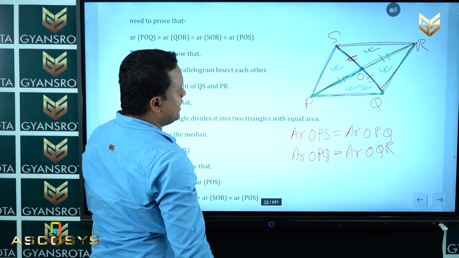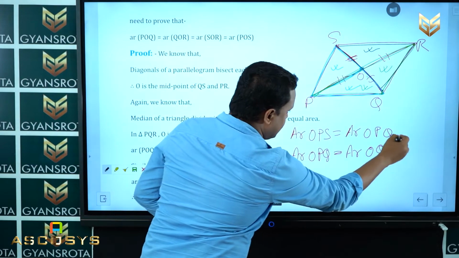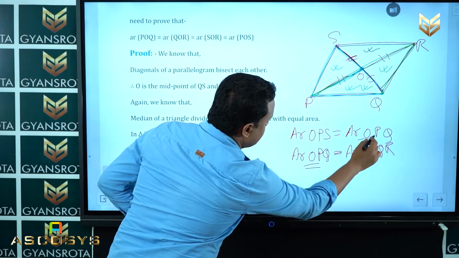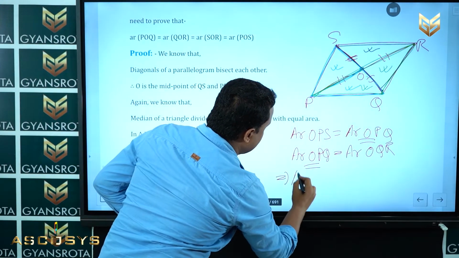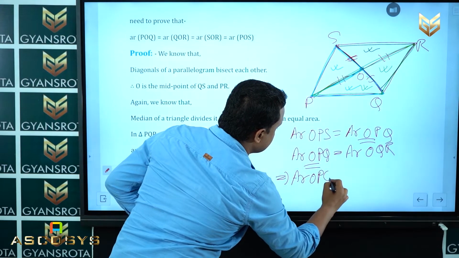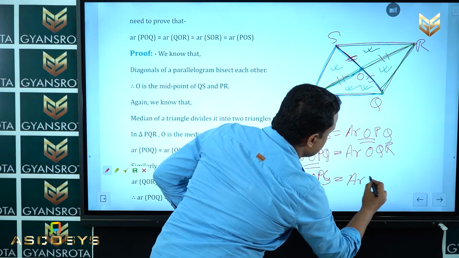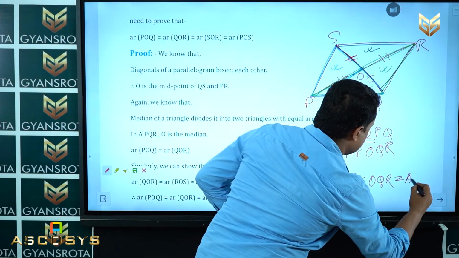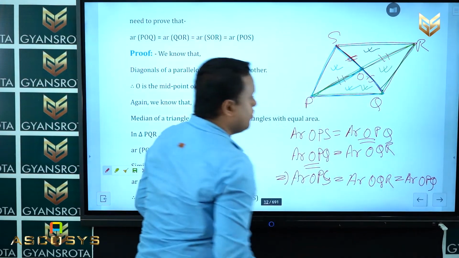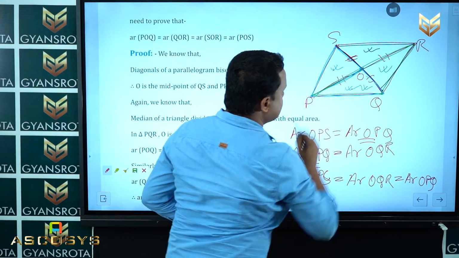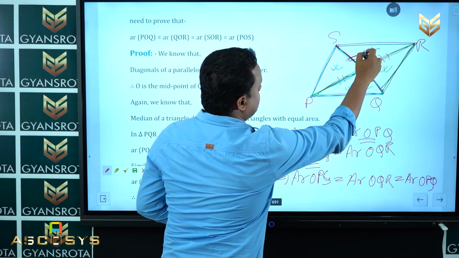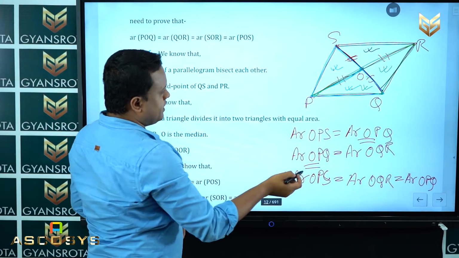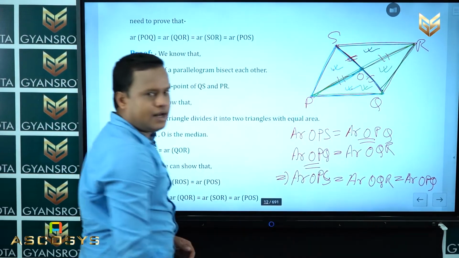Ultimately, from these two equations we can show that, in place of OPQ, we can write area of OPS equals area of OQR. That means we have already shown that the areas of all these three triangles are equal. Similarly, we can show that the area of this triangle is also equal to this triangle. So ultimately, we can prove that the areas of all four triangles are equal.